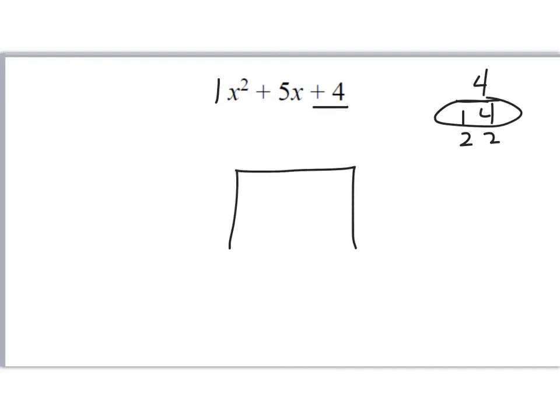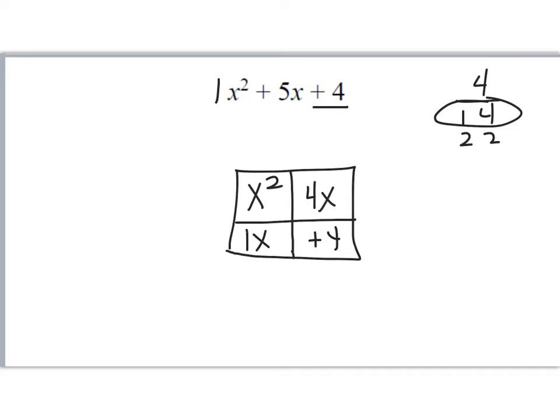Next, I'm going to make a box. And inside the box, I'm going to put my first term, x squared, and my last term, positive 4. But instead of putting 5x, I'm going to take the 1 and 4, and split that to be 1x and 4x. Now basically, if I were to circle those and add them, 1x plus 4x, it better equal my 5x.